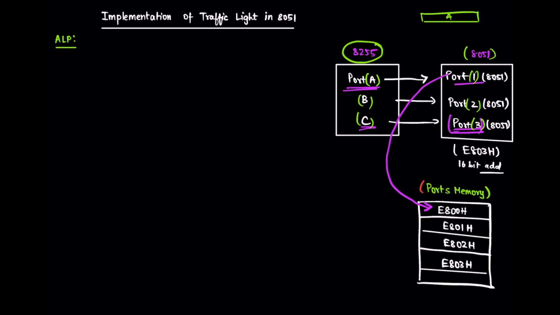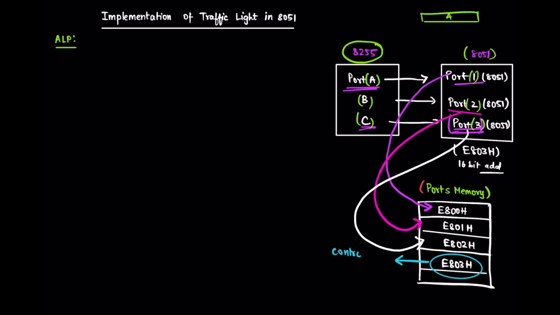Now the address location for port 1 of 8051 is E800H. The address location for port 2 is E801H. The address location for port 3 is E802H. And this location E803H is a control register address memory location for 8255. So all of these memories belong to port memory. And E803H is for the control port, which is present in the PPI.